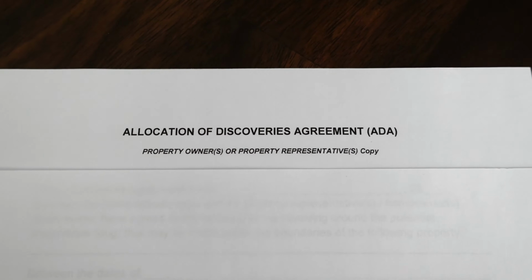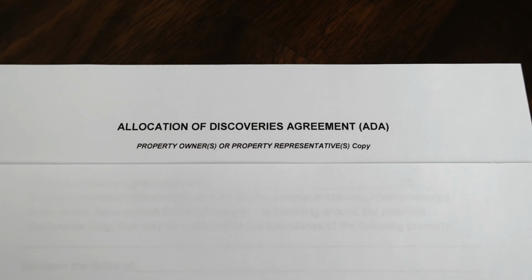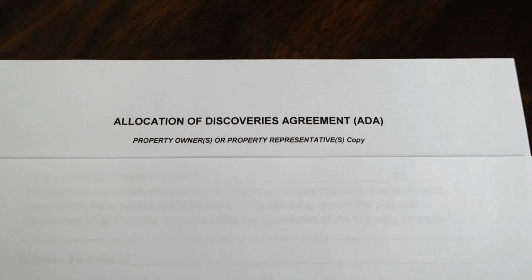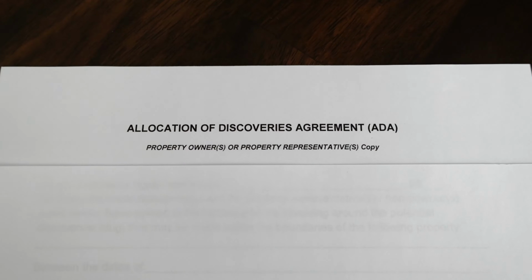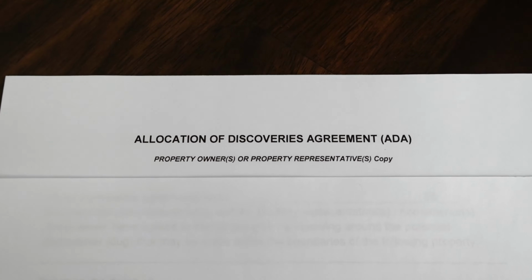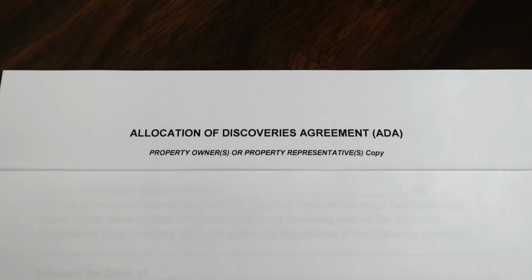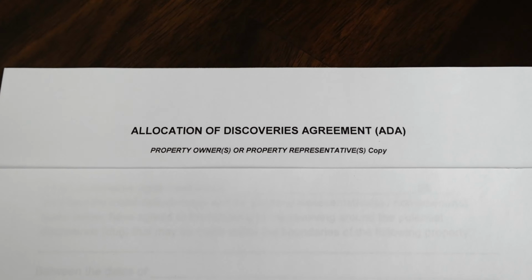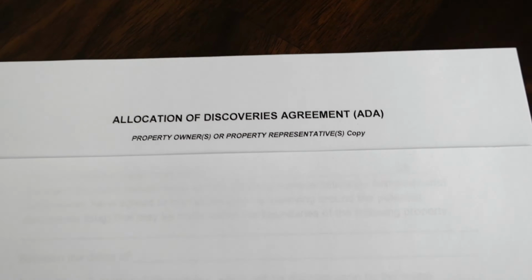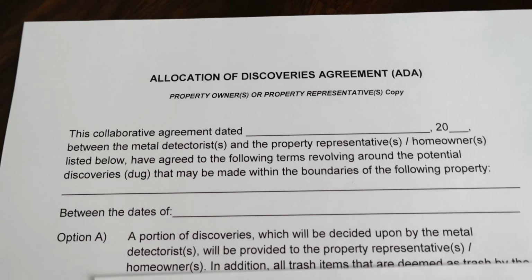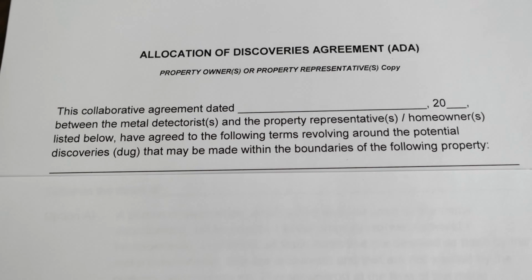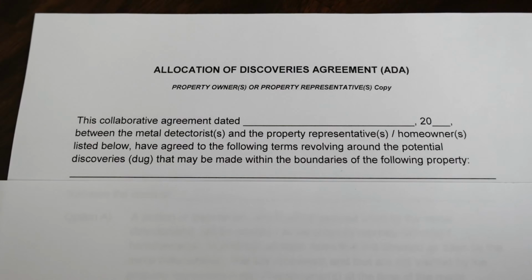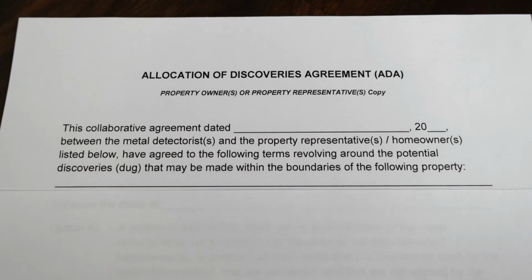And this copy here, as you can see, is for the property owner or owners, if there's two of them, or the property representatives. Property representatives is someone that looks over the property but is not the property owner, but would have the right to sign off for you. So this one here, I'm going to go through it a little bit at a time here. It's not going to be a super long video, but I still encourage you to kind of listen through it.